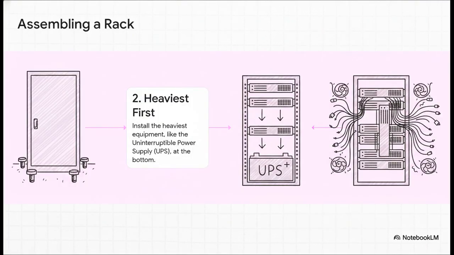And setting one up is a really careful process. First, you have to make sure the empty cabinet is stable and bolted down. Then, you always put the heaviest gear, like the battery backup, the UPS, at the very bottom. That keeps it from tipping over. Servers slide in on rails so you can pull them out easily for maintenance. And finally, every single cable is managed meticulously. That's not just to look neat, it's absolutely crucial for proper airflow.